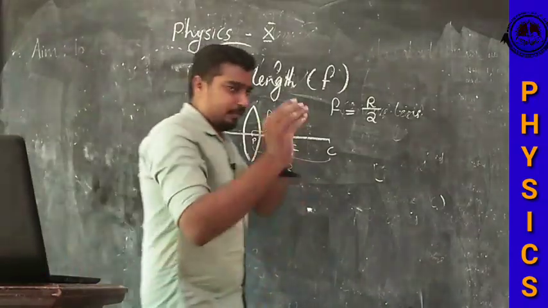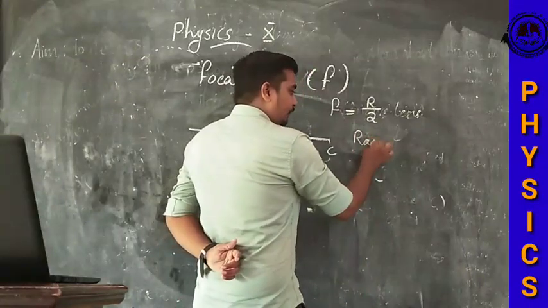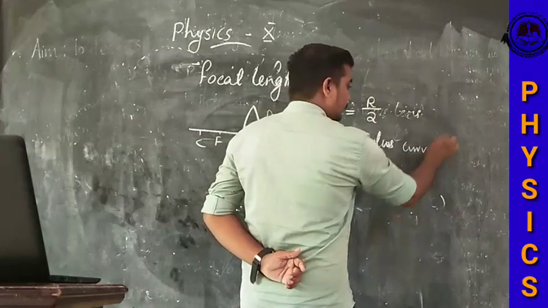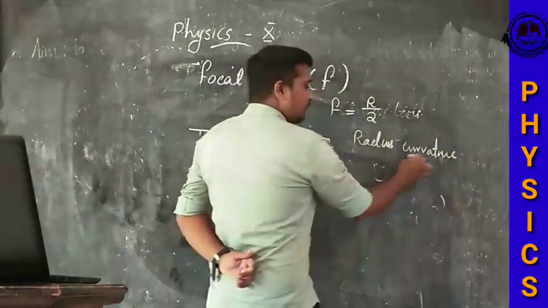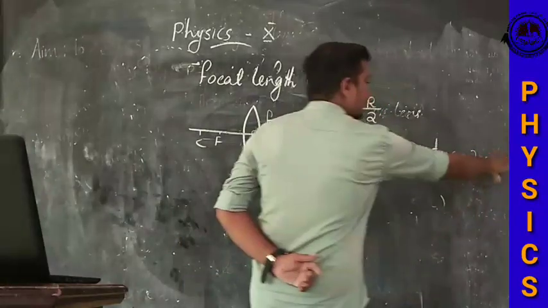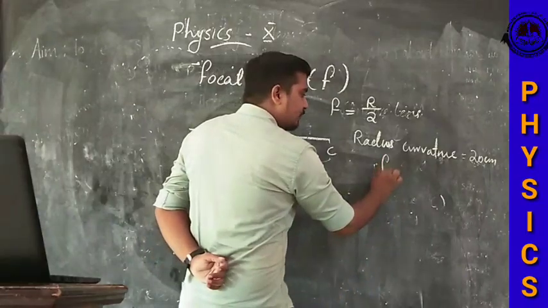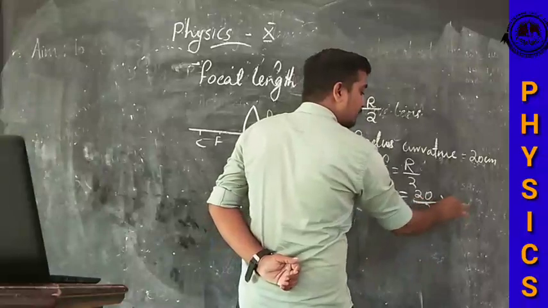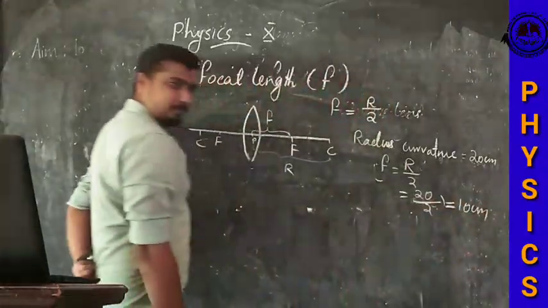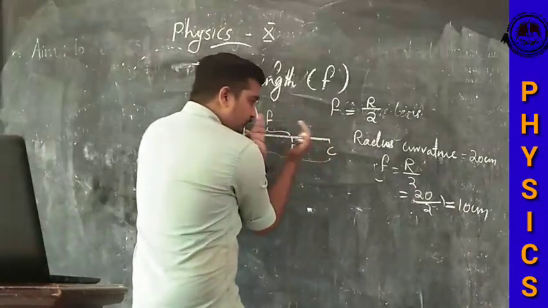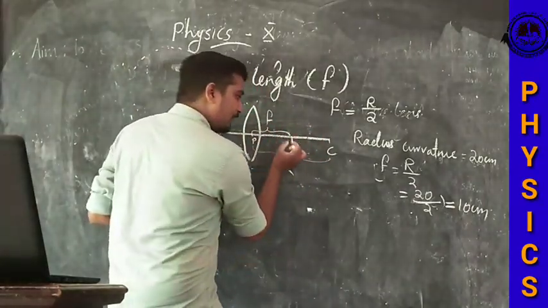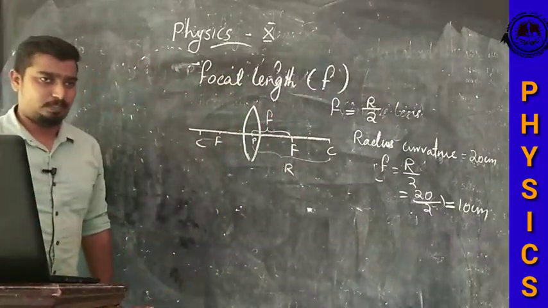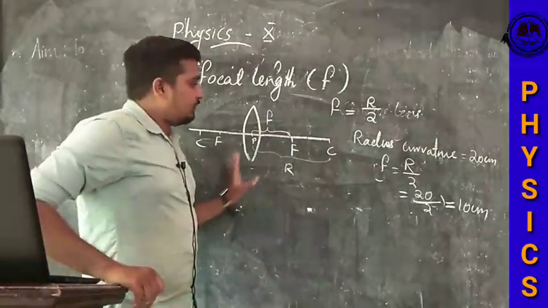Okay. For example, if the radius of curvature is 20 centimeter, then what is the focal length? f is equal to R by 2, that is 20 by 2, that is 10 centimeter. Okay, that is, half of the radius of curvature gives the focal length. At that distance the principal focus is formed. Clear? Okay, this is focal length.